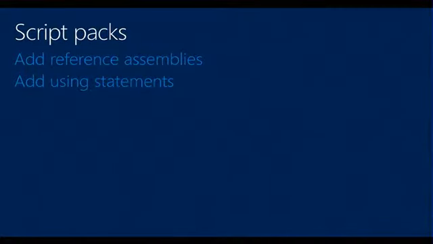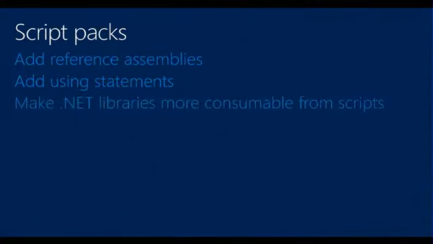So script packs add reference assemblies. They add using statements for you. They make .NET libraries more consumable from scripts. And we saw that in the case of Web API, it did that by getting rid of boilerplate code, like registering the routes, as well as making sure that any pieces within the framework that didn't work well with the dynamically emitted assemblies got swapped so that they did.